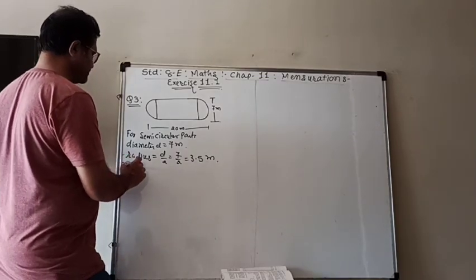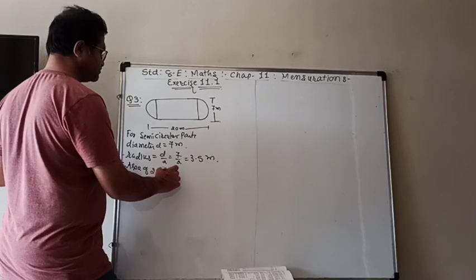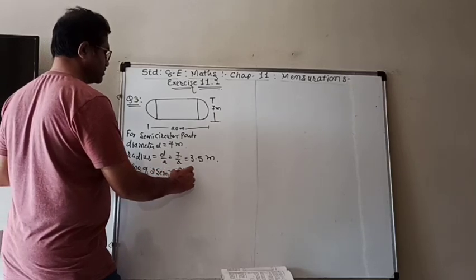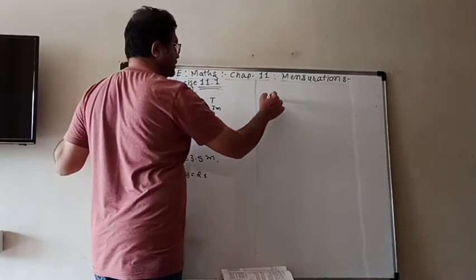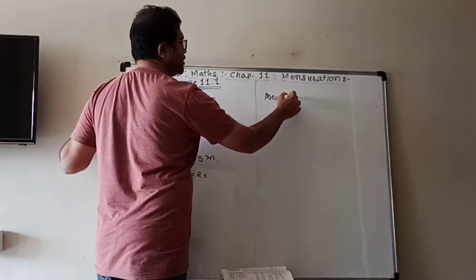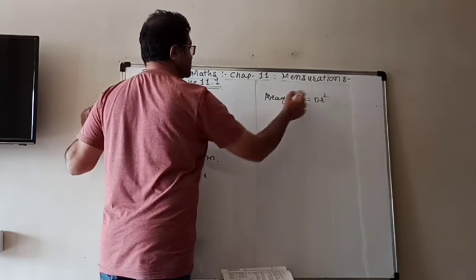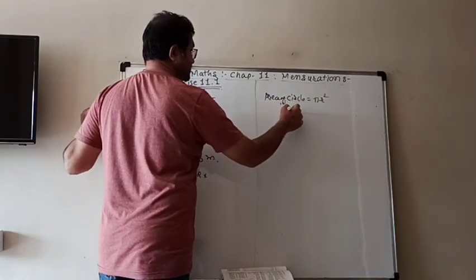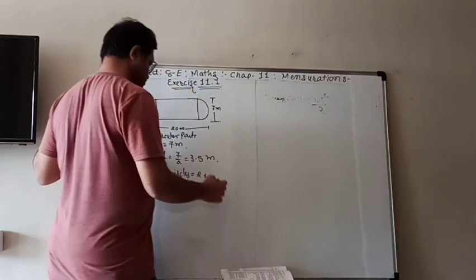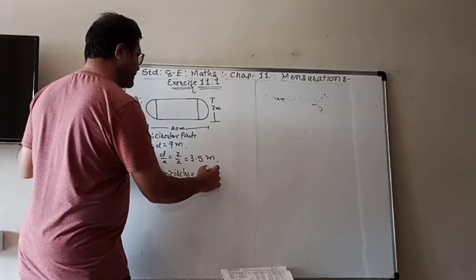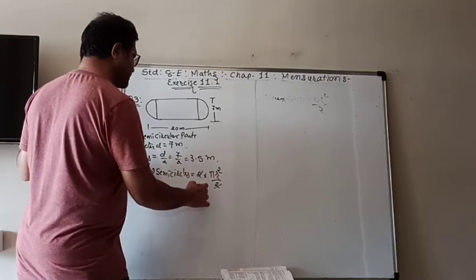Therefore, the area of two semicircles is equal to 2 times. Now, if it is a full circle, we know that the area is pi r square. But it is a semicircle, half circle, so we have to divide by 2. So 2 into pi r square divided by 2. 2 and 2 are cancelled.